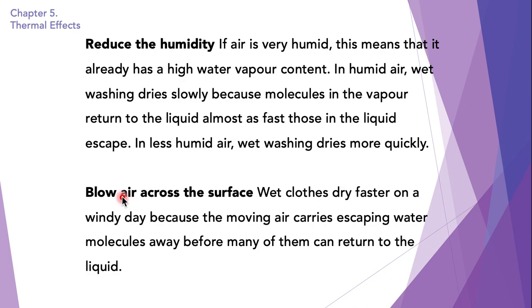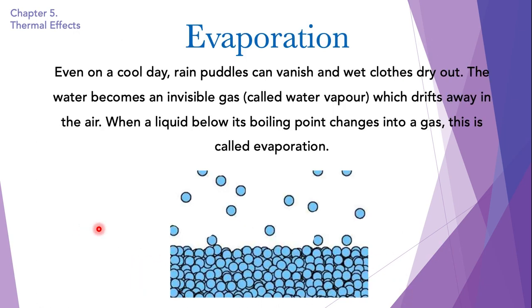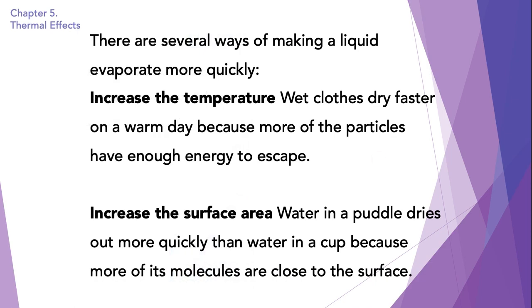And lastly, blow air across the surface. Wet clothes dry faster on a windy day because the moving air carries escaping water molecules away before many of them can return to the liquid. So here we have the answer to the question, how wet clothes dry out even on a cool day. This was evaporation, a very simple process. And these were the several ways of making a liquid evaporate more quickly.